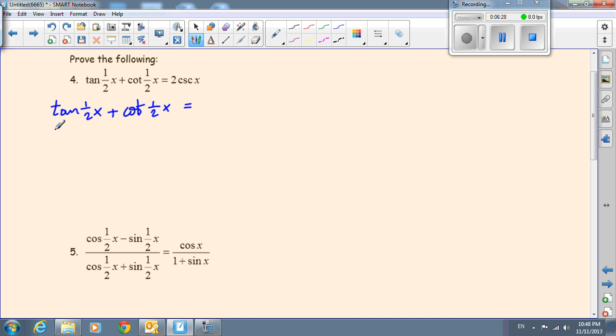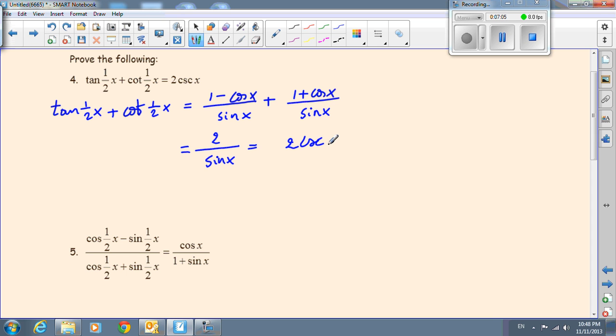So I will say tangent of 1/2 x plus cotangent of 1/2 x is equal to, well, tangent of 1/2 x is 1 minus cosine x over the sine of x, and I'm getting this from your green paper again, plus the cotangent of 1/2 x is 1 plus cosine x over sine of x. Well, if I combine this, I will have 1 minus cosine plus 1 plus cosine. I will just have 2 on top because the cosine will cancel, and over sine of x. And 2 over sine of x is equal to 2 cosecant x.